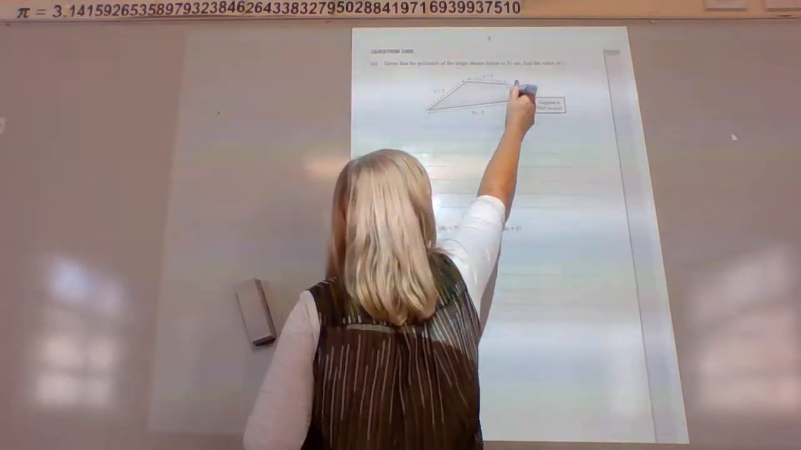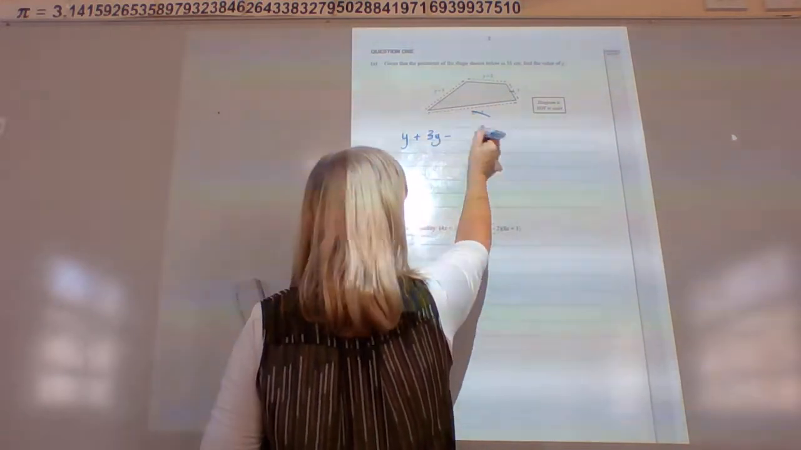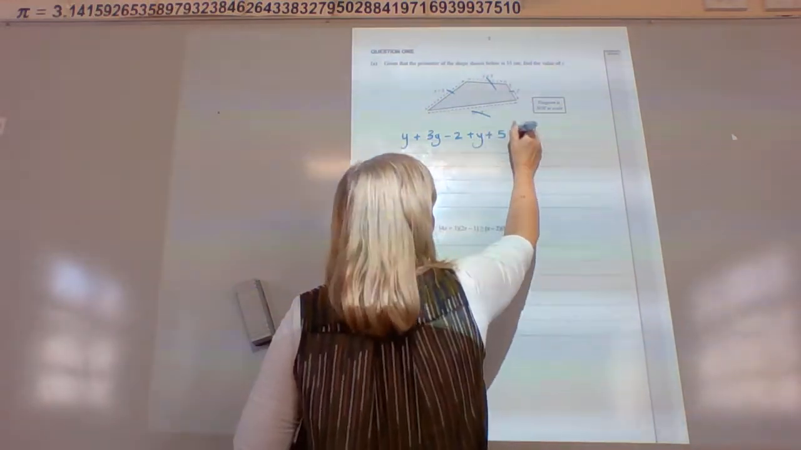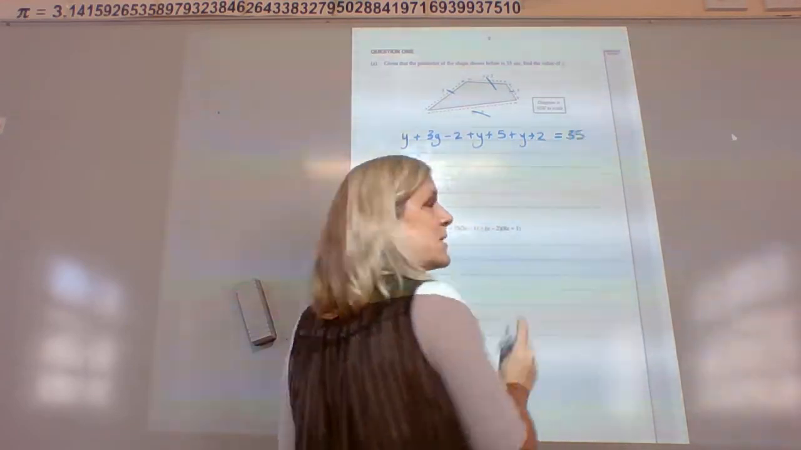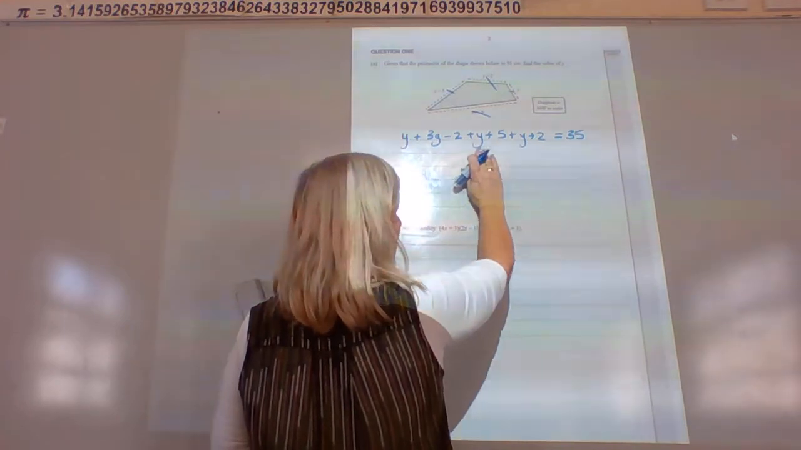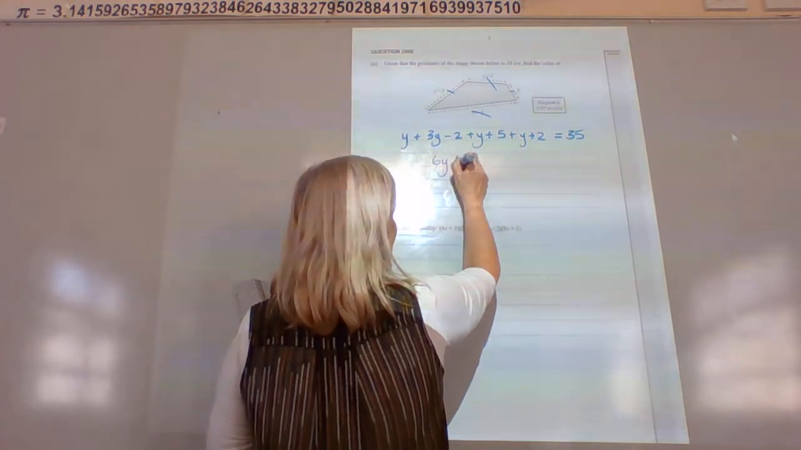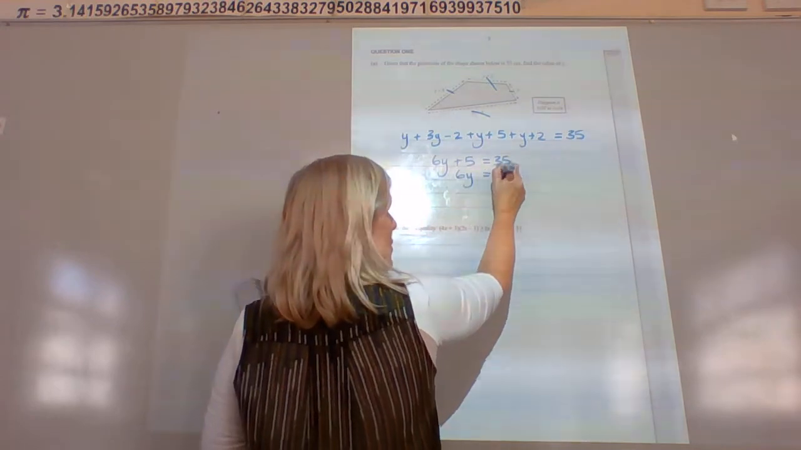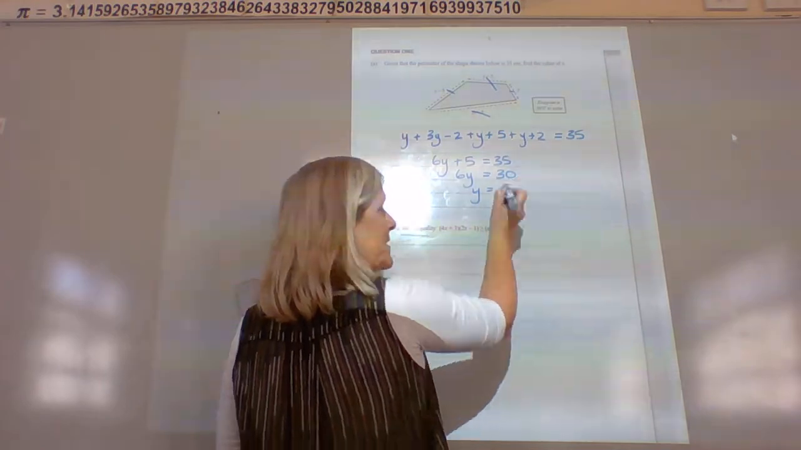So starting here, we've got a y, and we've got 3y minus 2, a y plus 5, and a y plus 2. That's right around the edge, and that equals 35. Next job is to collect the like terms. So we've got y, 4y, 5y, 6y. So 6y, negative 2 plus 2 is 0 plus 5 equals 35. So 6y equals 30, taking 5 off from both sides. And so dividing by 6, we get 5 as our answer.